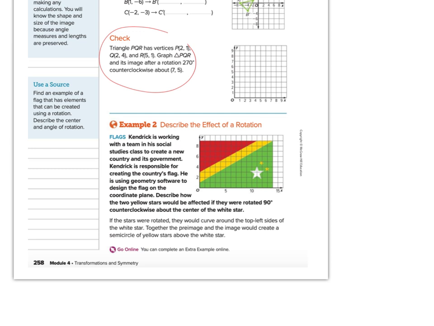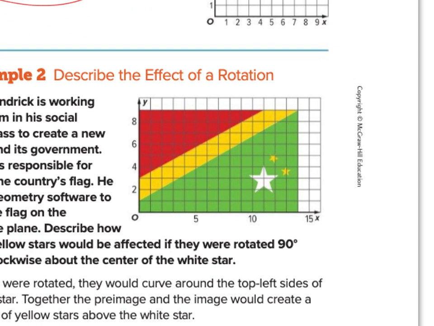Kendrick is working with a team in his social studies class to create a new country and its government. Kendrick is responsible for creating the country's flag. He is using geometry software to design the flag on the coordinate plane. Describe how the two yellow stars would be affected if they were rotated 90 degrees counterclockwise about the center of the white star. All right, counterclockwise.